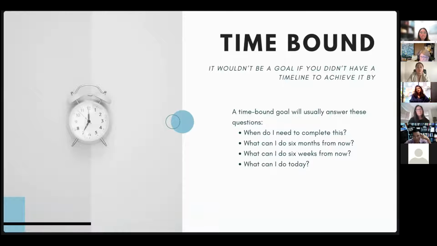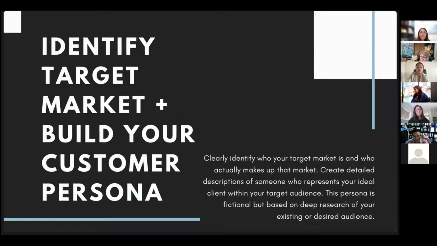And once we've identified what our goal is, we can then move on to identifying our target market and building our customer persona. And this is what we went over last class. So that's clearly identifying who your target market is and who actually makes up that market. You're going to want to create detailed descriptions of someone who represents your ideal client within your target audience. And this persona, while fictional, is based on deep research of your existing or desired audience.